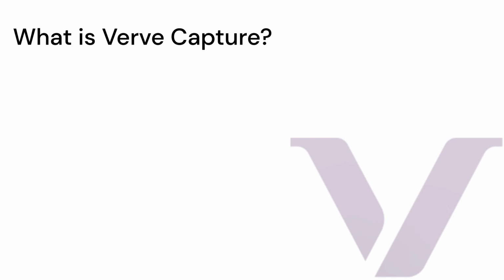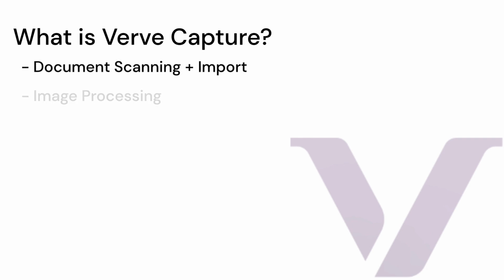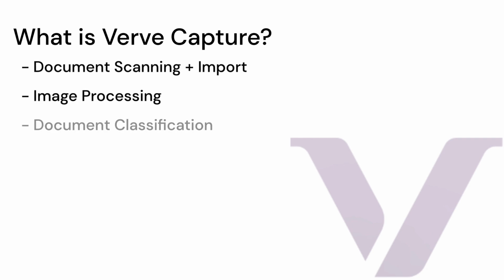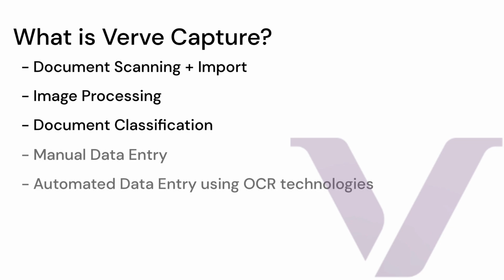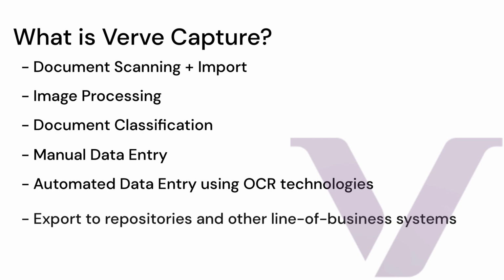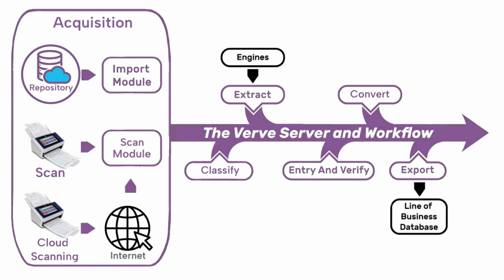Verve Capture provides the following services: document scanning and import, image processing, document classification, manual and automated data entry using OCR technologies, and export to repositories and other line of business systems. This diagram represents how the Verve components and workflow fit together to provide document capture services. The items in purple are Verve components.